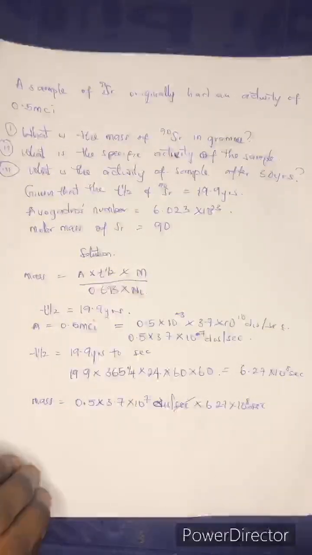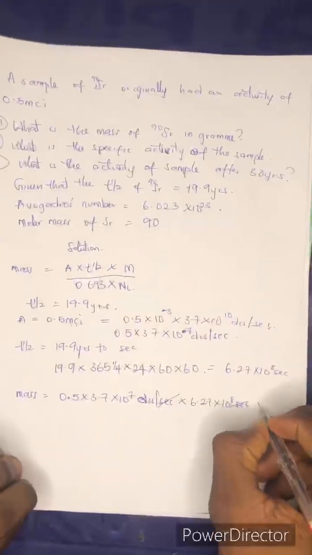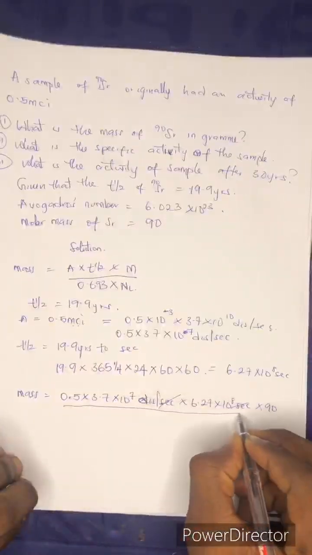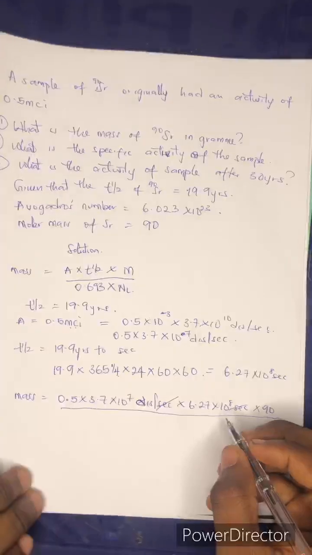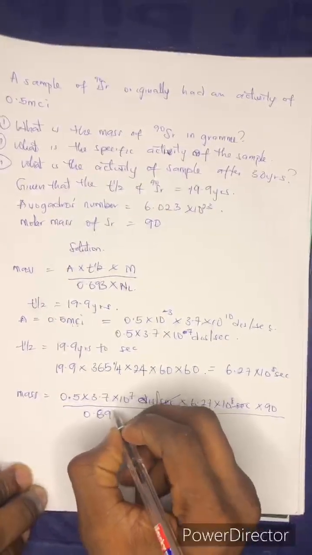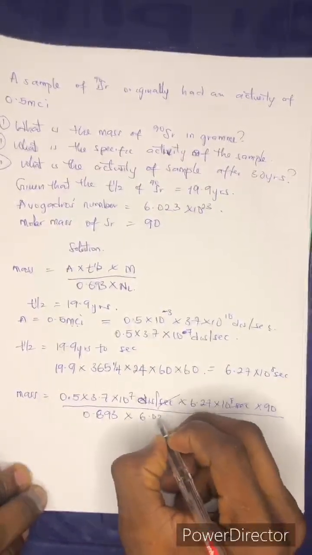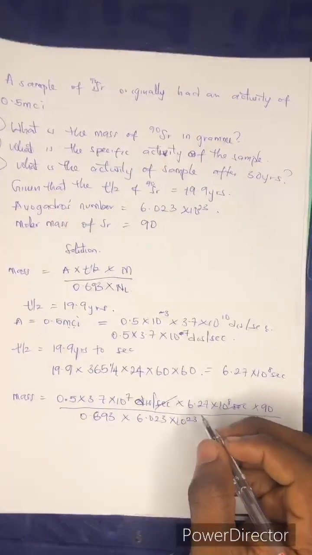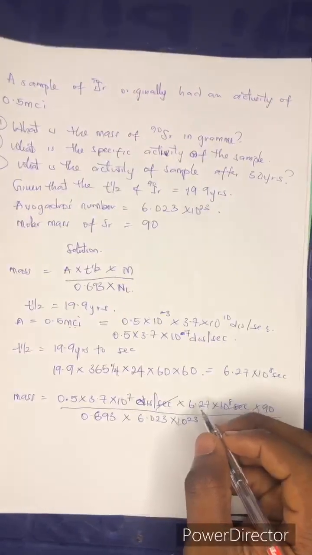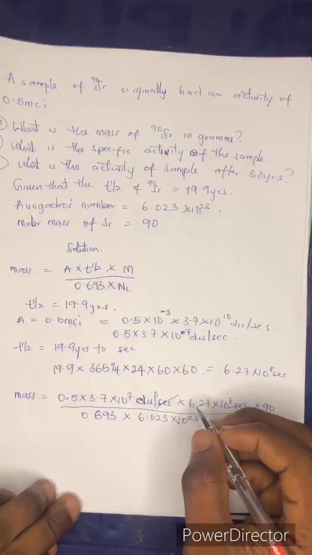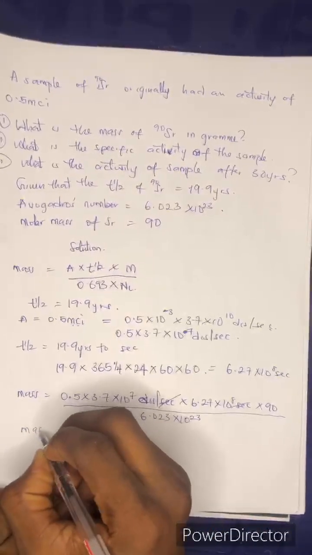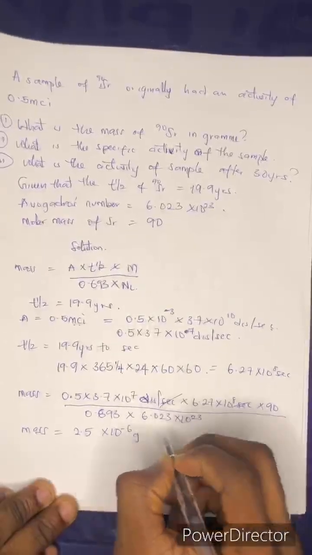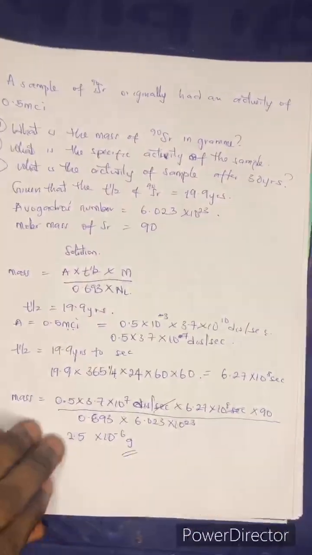Okay, so yes, multiply by that, then you multiply by 90. That's 90, the molar mass, all over 0.693 times 6.023 times 10 to the power 23. So if you calculate everything there correctly, you should be getting mass equal to 2.5 times 10 to the power minus 6 gram. So if you get this, you are correct. Make sure you punch your calculator right.